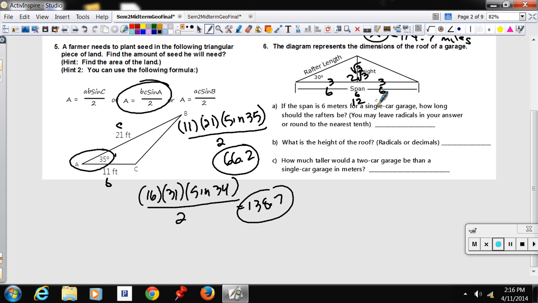How do I go from the short leg right here to my hypotenuse? Double it, right? Just times it by 2. So you got 2 radical 3 if you have test A or C. You have 4 radical 3 if you got test B or D. So how long are the rafters? You'd have either 2 radical 3 or you'd have 4 radical 3.